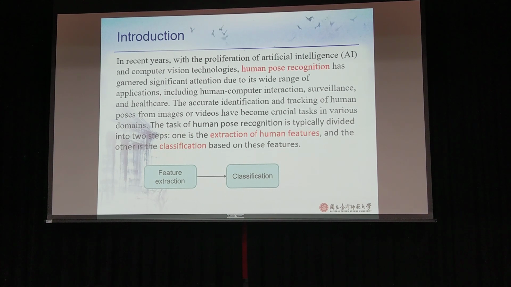In recent years, with the proliferation of artificial intelligence and computer vision technologies, human pose recognition has garnered significant attention due to its wide range of applications, including human computer interaction, surveillance, and healthcare. The accurate identification and tracking of human poses from images or videos have become crucial tasks in various domains. The task of human pose recognition is typically divided into two steps. One is the extraction of human features, and the other is the classification based on these features.